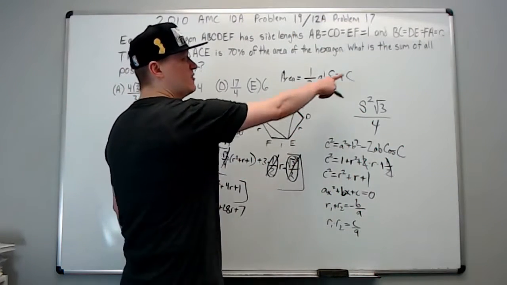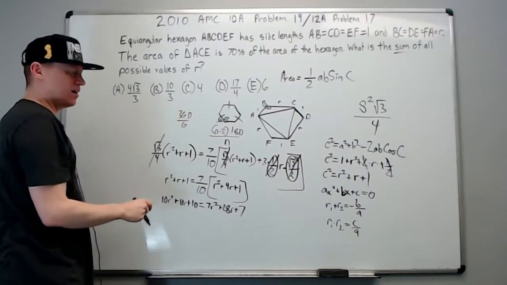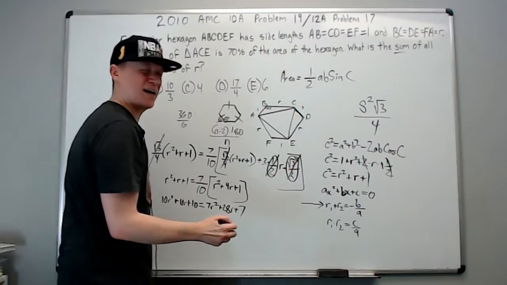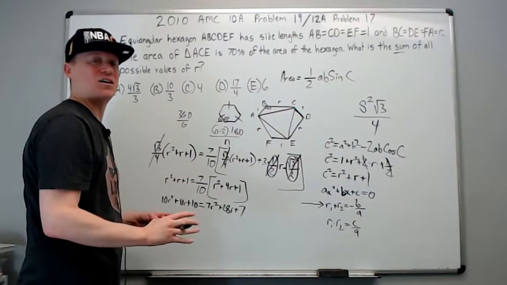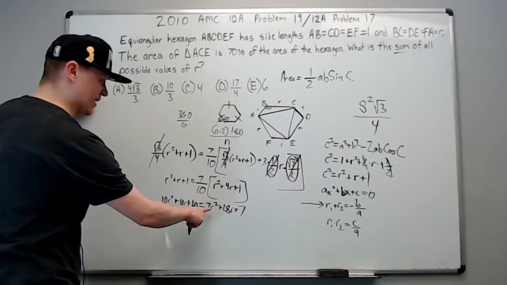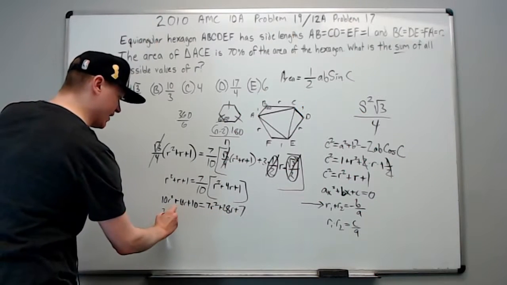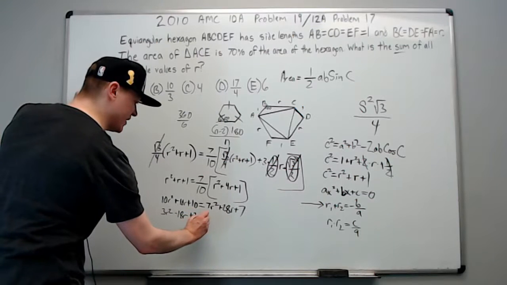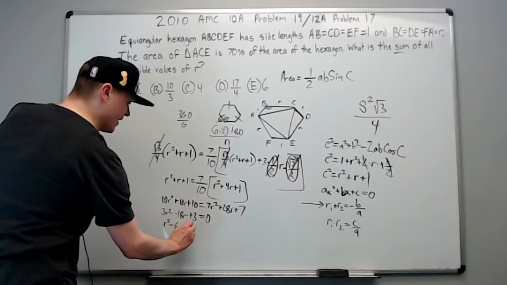Okay, but what are we looking for? The sum of all possible values of r. Then if we get this to a quadratic, we should start seeing this in our mind at some point in that process. We don't actually have to find r as the point. So let's keep going. Subtract 7r squared to get 3r squared, subtract 28r to get negative 18r, and subtract 7 to get plus 3 equals 0.